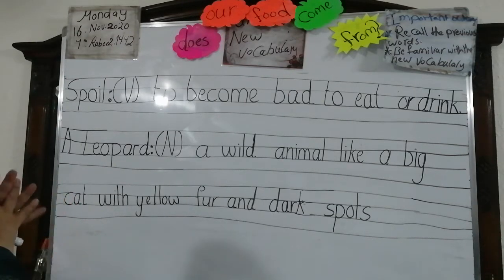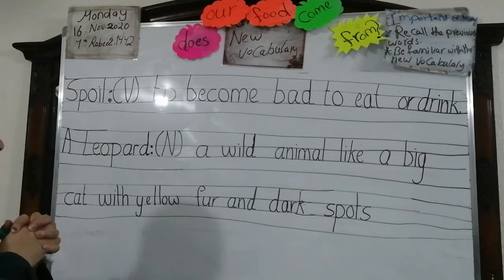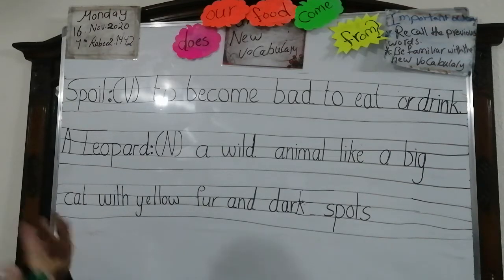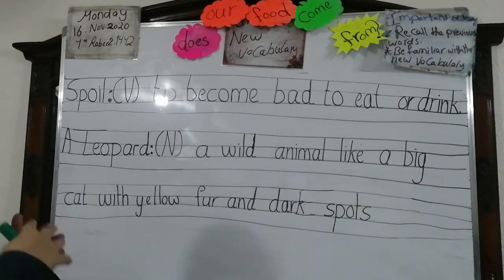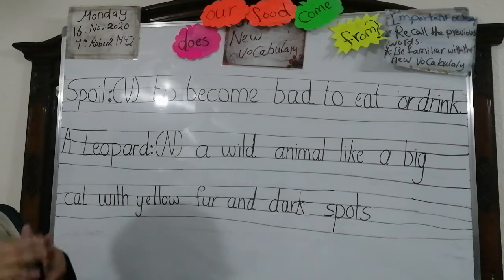Again, what do you mean by a leopard? It's a noun, a wild animal, like a big cat with yellow fur and dark spots. For the last time, what do you mean by a leopard? It's a noun, a wild animal like a big cat with yellow fur and dark spots.